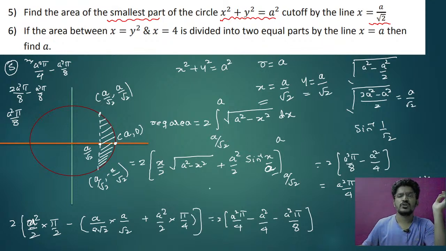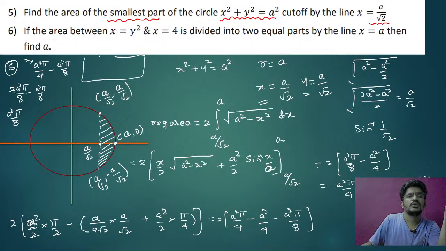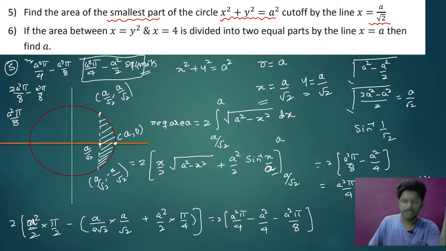While writing the formula, don't make mistakes like me, because I made a mistake here when I wrote 2. That's why at first I did not get the answer. You just check x by a, you have to write. Then you have to simplify, you will get a square by 4. So your answer is a square pi by 4 minus a square by 2 square units. This is your answer.